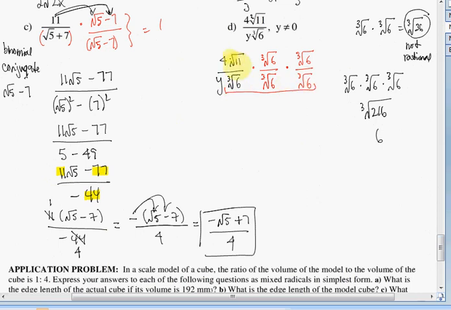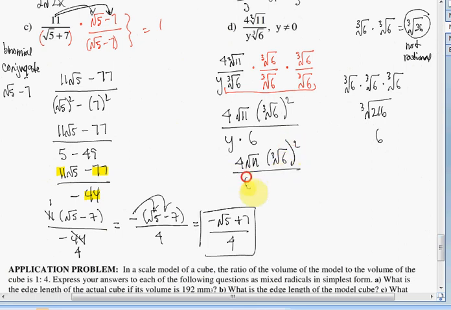So in the numerator, remember, we've got an index of 2, 1 of 3, and 1 of 3. We can't multiply those together. So all we can do is just write 4 square root of 11 times the cube root of 6 squared, right? Because the cube root of 6 times the cube root of 6 is the cube root of 6 squared. Divided by y times, and then we go cube root 6 times cube root 6 times cube root 6, which we already know is 6. And so we will get 4 root 11 times the cube root of 6 squared over 6y.